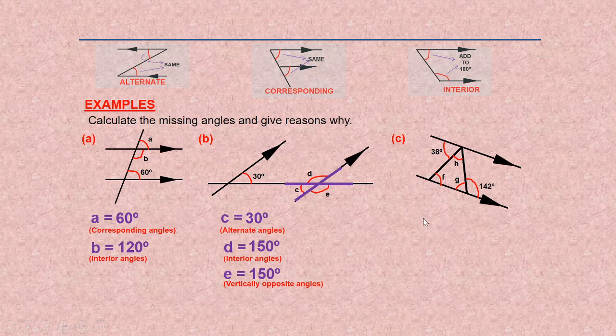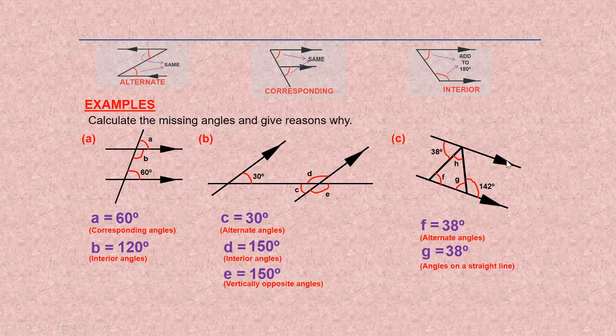Last one. I've only got the 38. I need to work out F first of all. I can use the Z shape, which makes it an alternate angle. And F would have to be the same at 38 degrees because they're alternate angles. I could work out G from the 142 because they're in a straight line with each other. So G is whatever I add to 142 to make it up to 180. So G is 38 degrees because angles on a straight line equal 180.